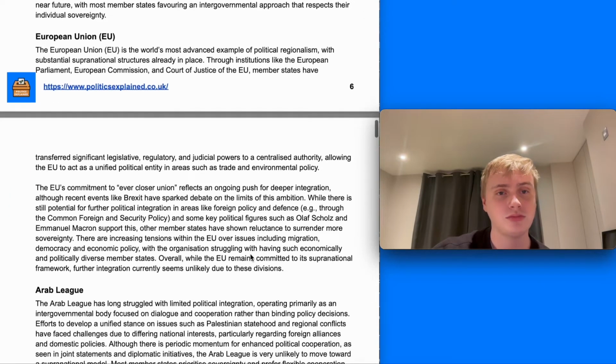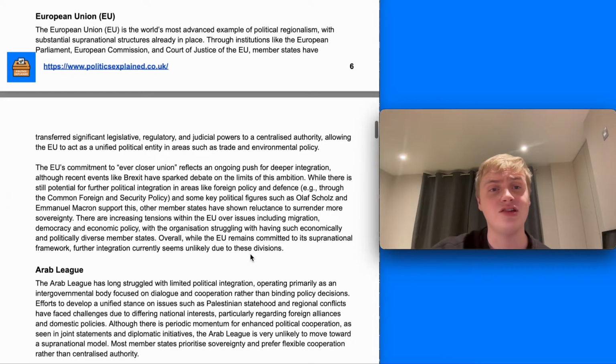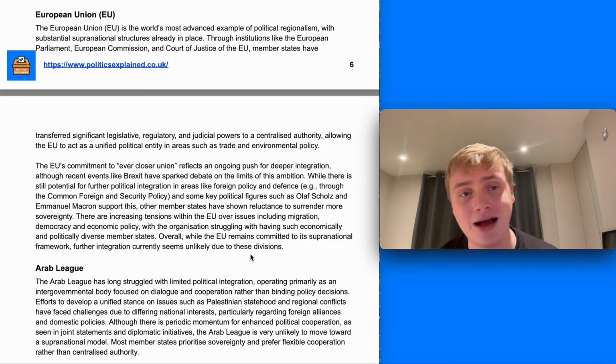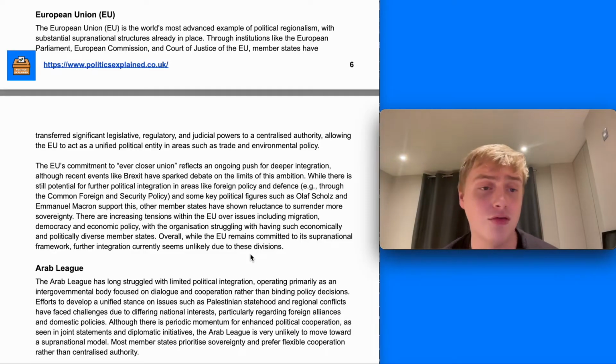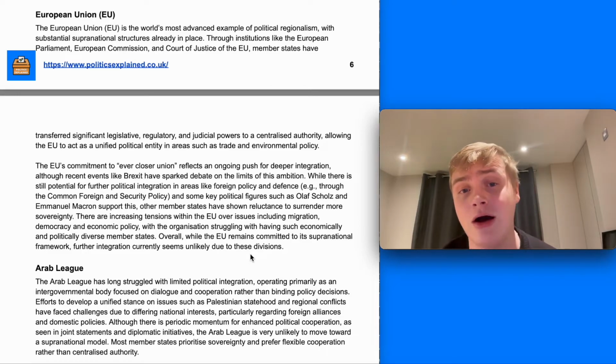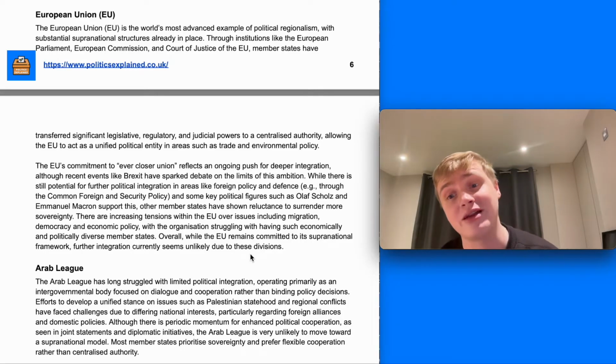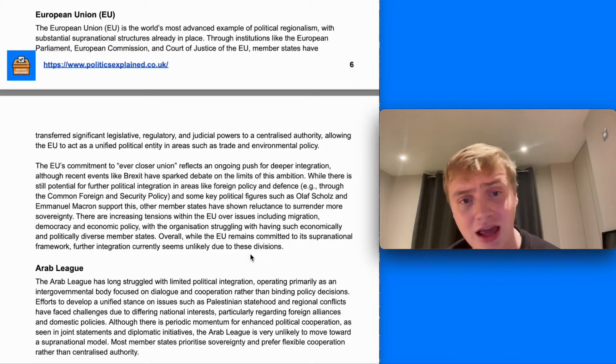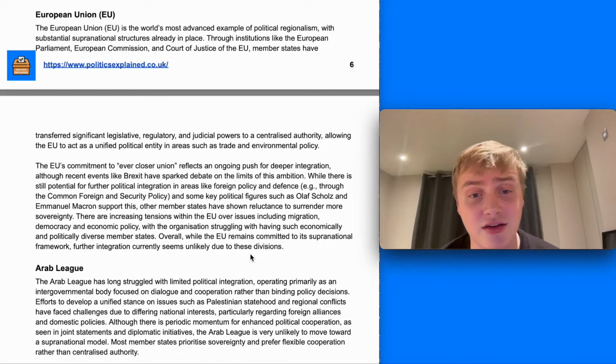The European Union, as I mentioned, is the world's most advanced example of political regionalism, with substantial supranational structures already in place through the European Central Bank, European Commission, and the European Court of Justice as well. Through these institutions, member states have transferred significant legislative, regulatory and judicial powers to centralised authority. And the EU does have a commitment to ever closer union, which was mentioned in its original Treaty of Rome and repeated in the Maastricht Treaty in 1992. That reflects an ongoing push for deeper integration, although recent events like Brexit have sparked debate on the limits of this ambition.